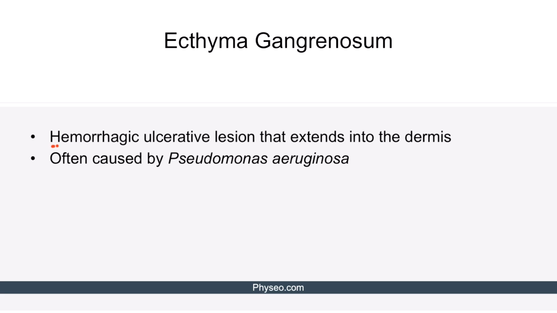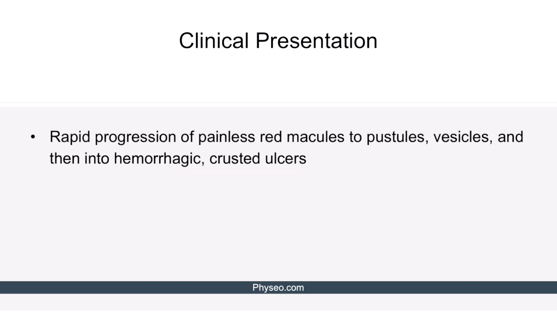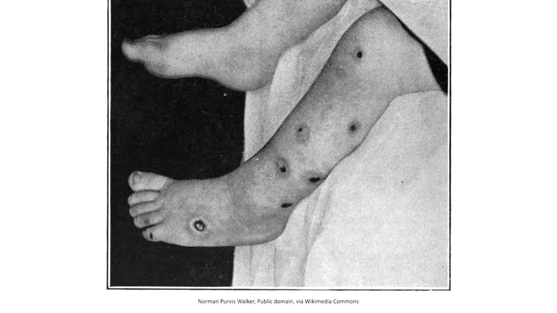Ecthyma gangrenosum is a hemorrhagic ulcerative lesion that extends into the dermis. And it's classically caused by Pseudomonas aeruginosa. Well, what does it look like? Well, clinically, it'll start off as a painless red macule that will progress to pustules, vesicles, and even into hemorrhagic crusted ulcers. And here's an image of Ecthyma gangrenosum. You can actually see those crusted ulcers all throughout that leg.